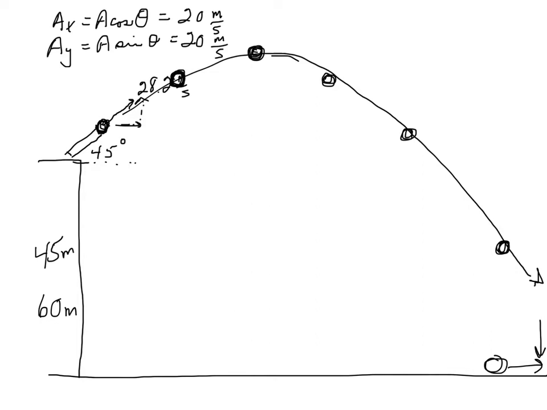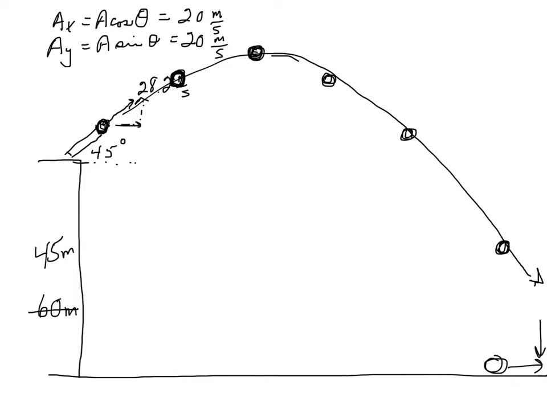But let's go back to our 45 meters, and that means that it's going to take a little bit less than 6 seconds to hit the ground, and we'd have to use our kinematics equations to find out the velocity with which it hits the ground. And that might be a useful problem to do.